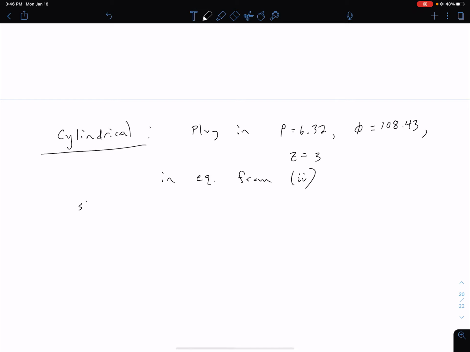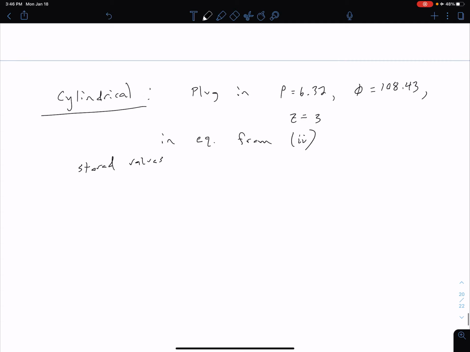When I did this calculation, I used stored values, so that means everything is going to come out a little bit more exact. And so what we end up getting is that this vector A evaluated at our point P is approximately -0.9487 in our rho direction minus 6.008 in our phi direction.